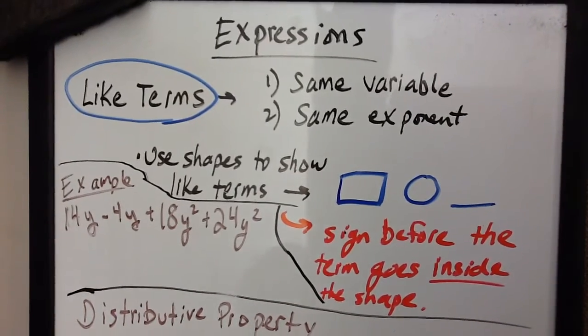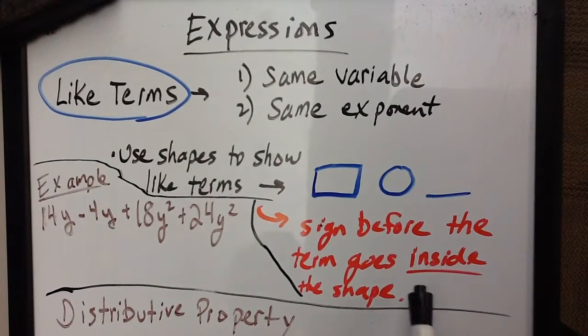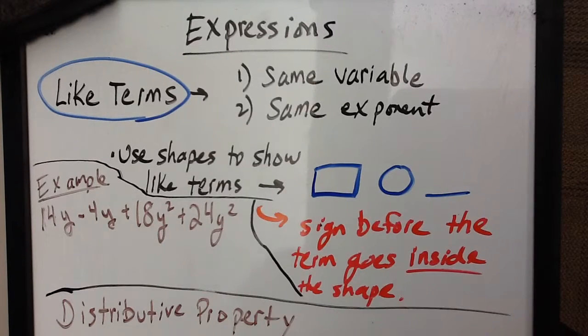And whenever you put a shape around the term, the sign before the term goes inside the shape. So if it's a plus sign before the term, that plus sign goes inside the shape. That way you know it's a positive term. If it's a minus sign in front of the term, that minus sign goes inside the shape. That way you know that term is negative.